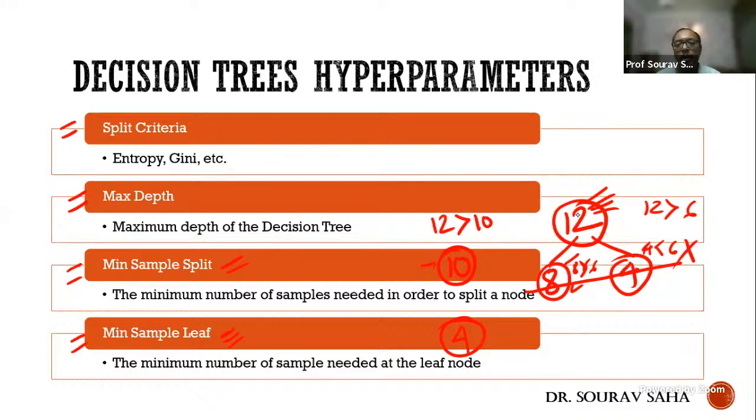So here I've given 10, so 12. It is eligible for splitting, but again after splitting it becomes 8 and 4. So none of them is eligible for splitting, but it's fine. This particular configuration can stay with the minimum sample split at 10.